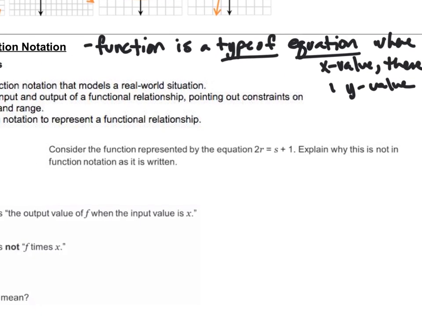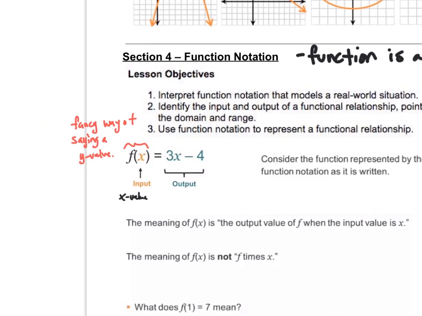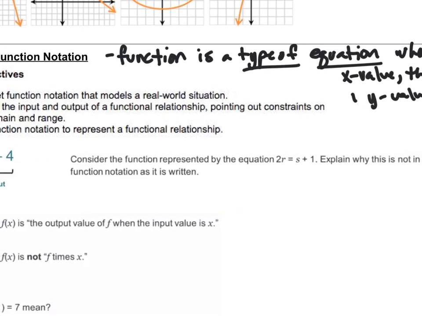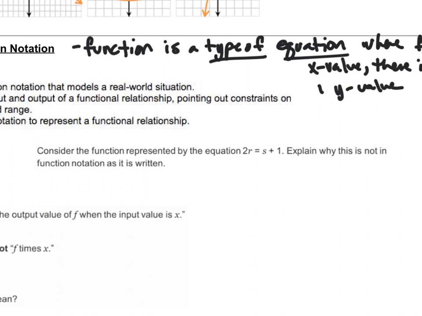The other thing I want to talk about is that when you have something in function notation, your function value, which is your y value, is always isolated on the side. It's always some function value equals whatever your expression is. Okay, so it says, consider the function represented by the equation 2r is equal to s plus 1. Explain why this is not in function notation as it is written.